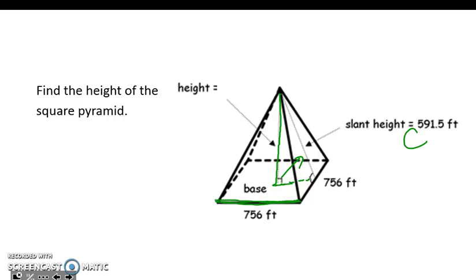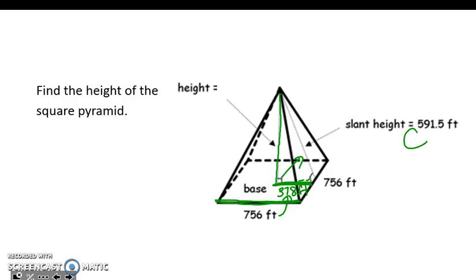756. So in order to figure out what our other leg is, which is right here, what we're going to have to do, hopefully you realize, is cut that in half again. So we get 378 feet.